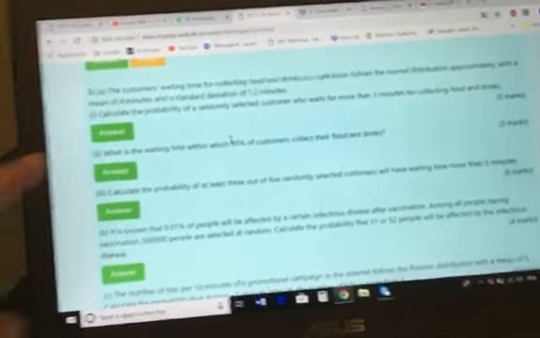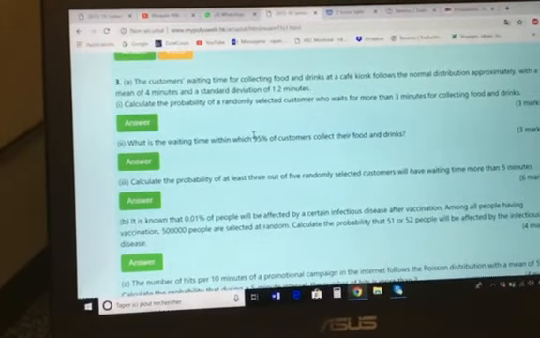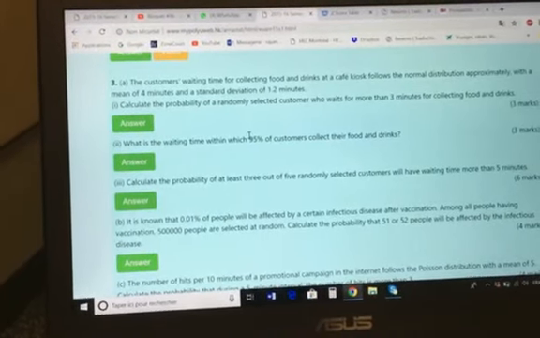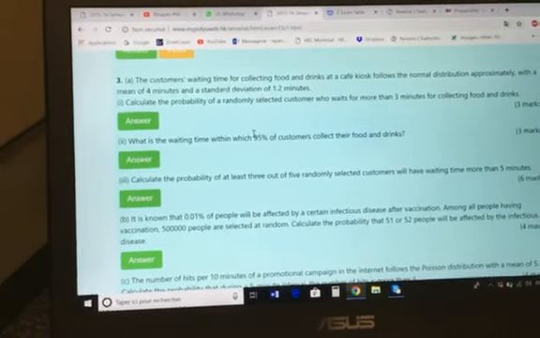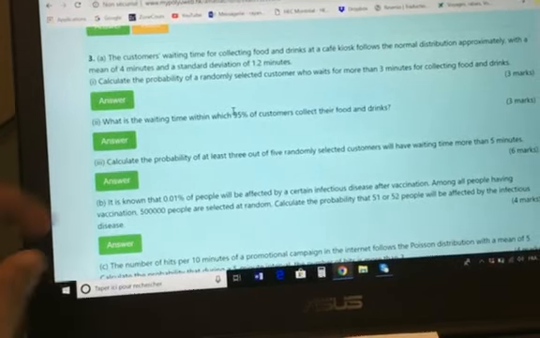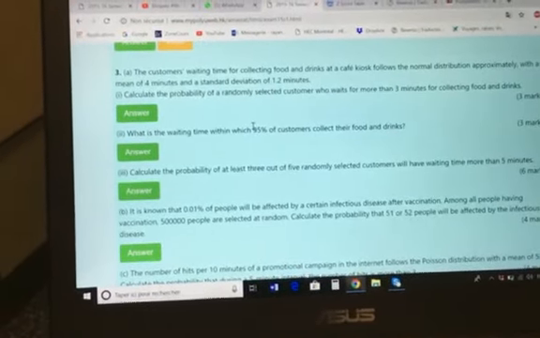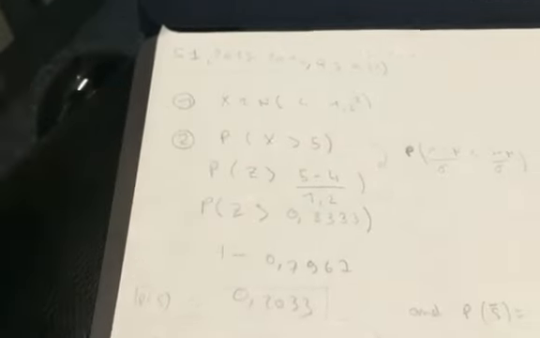The question is that the customer's waiting time for collecting food and drink at the cafe kiosk follows the normal distribution approximately, with a mean of 4 minutes and a standard deviation of 1.2 minutes. We have to calculate the probability of at least 3 out of 5 randomly selected customers having a waiting time of more than 5 minutes. First of all, let x be the waiting time of people.